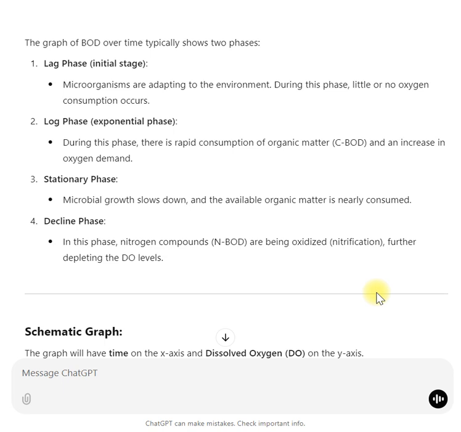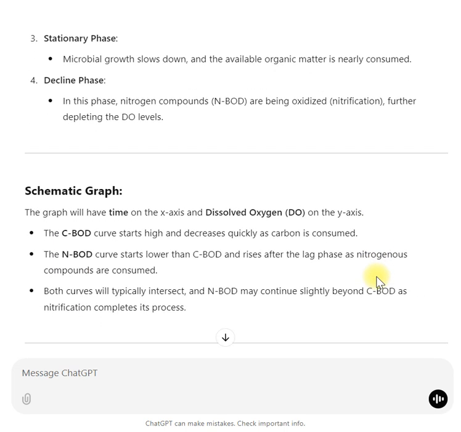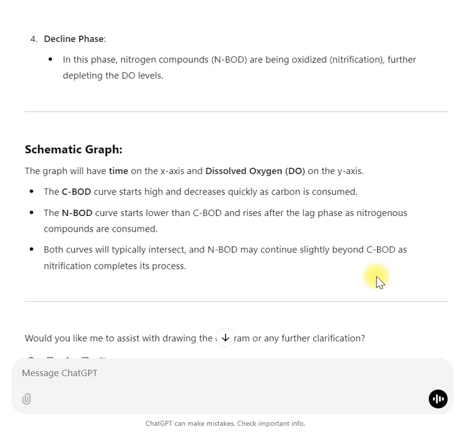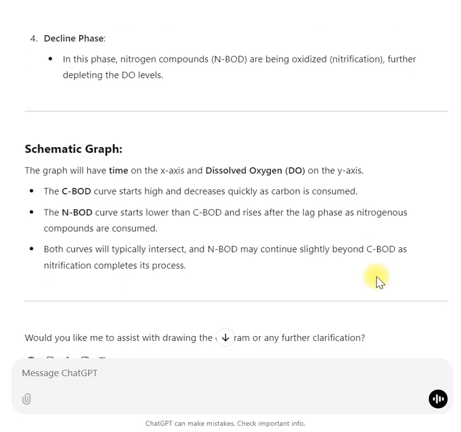2. Log phase, exponential phase. During this phase, there is rapid consumption of organic matter, CBOD, and an increase in oxygen demand. 3. Stationary phase. Microbial growth slows down, and the available organic matter is nearly consumed. 4. Decline phase. In this phase, nitrogen compounds, NBOD, are being oxidized through nitrification, further depleting the DO levels.